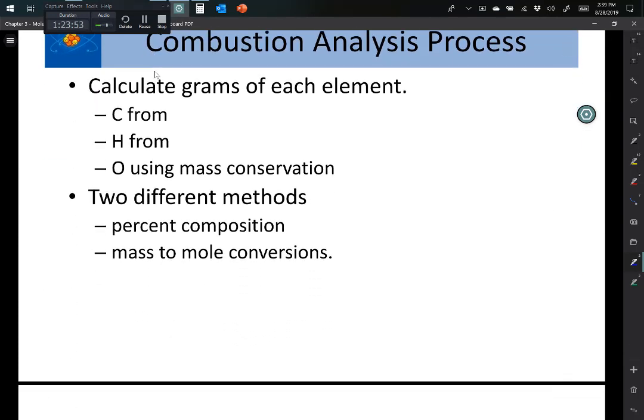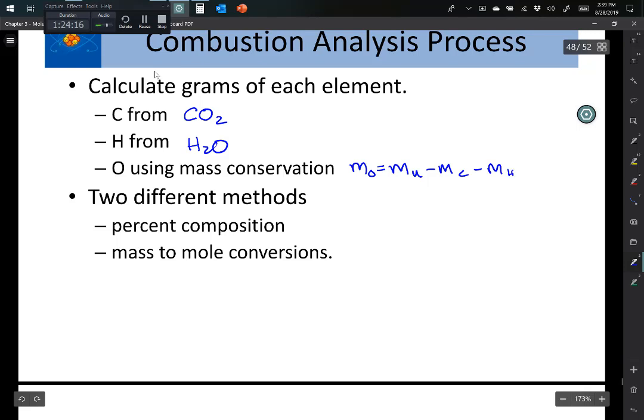Now, just so you know, we're going to calculate the carbon from the CO2. This is what I was just writing. I did it on the picture. We're going to get the carbon from the CO2. We're going to get the hydrogen from the H2O. And then we're going to get the mass of the oxygen by subtracting the mass of the carbon and the mass of the hydrogen from the unknown.